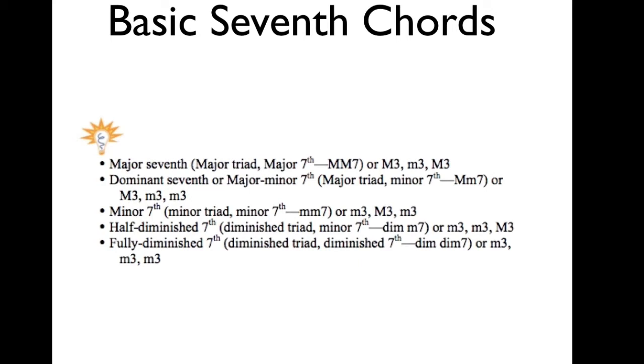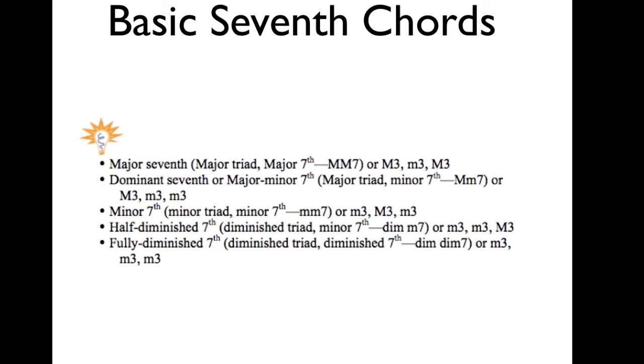The third type of 7th chord is the minor 7th. It is a minor triad plus a minor 7th, and it's abbreviated as lowercase m, 7. And if we look at the stacked intervals, they are a minor third, a major third, and a minor third.